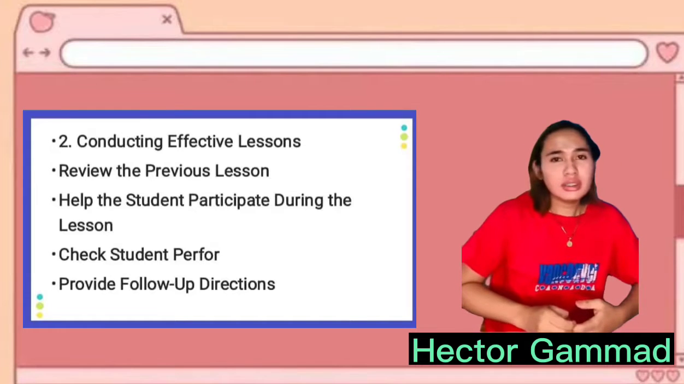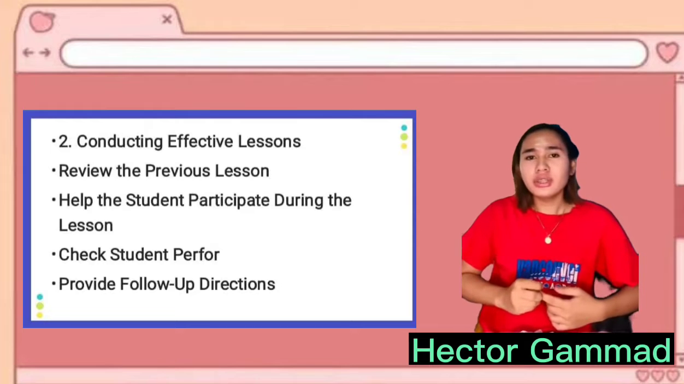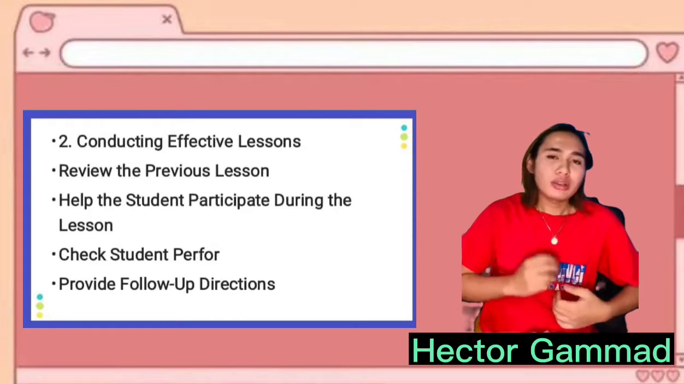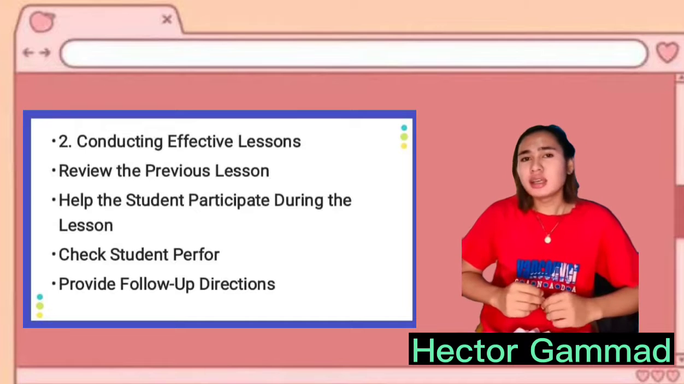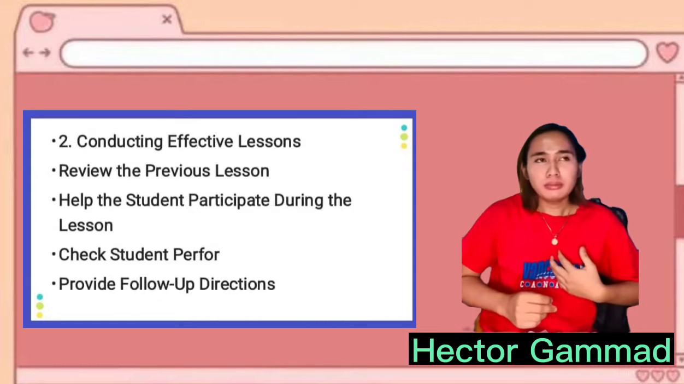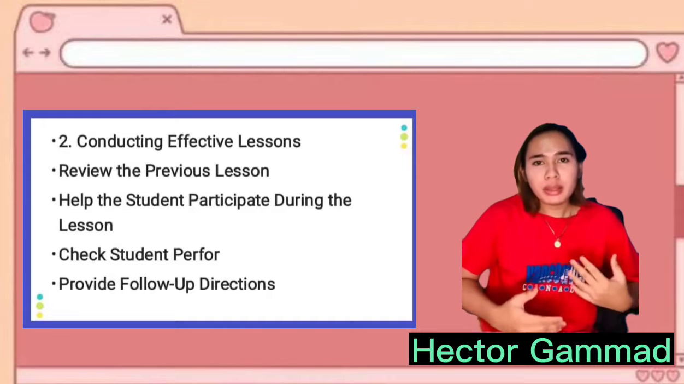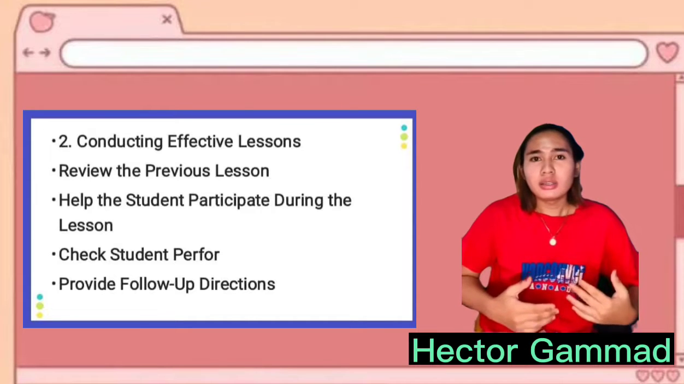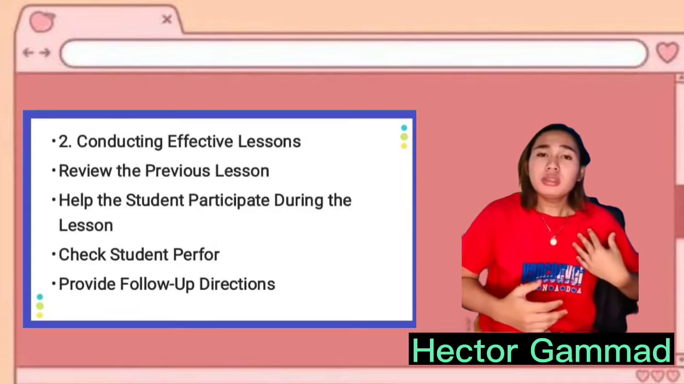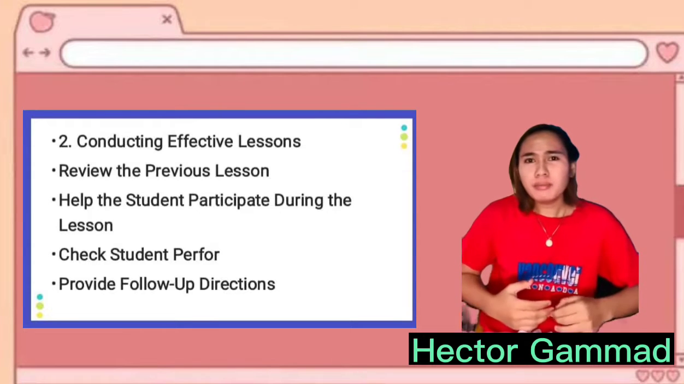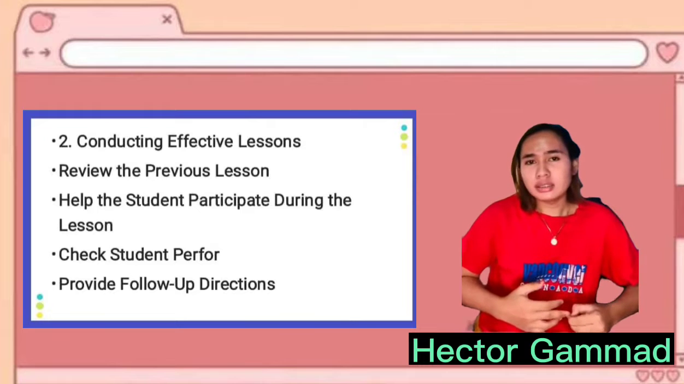So third is help the students participate during the lesson. Agree on special cues for students with special needs to help them para mag-focus and para ma-prepare yung answer and question when called upon. It could be something as simple as a light pat on the back or a sticky note on their desk.